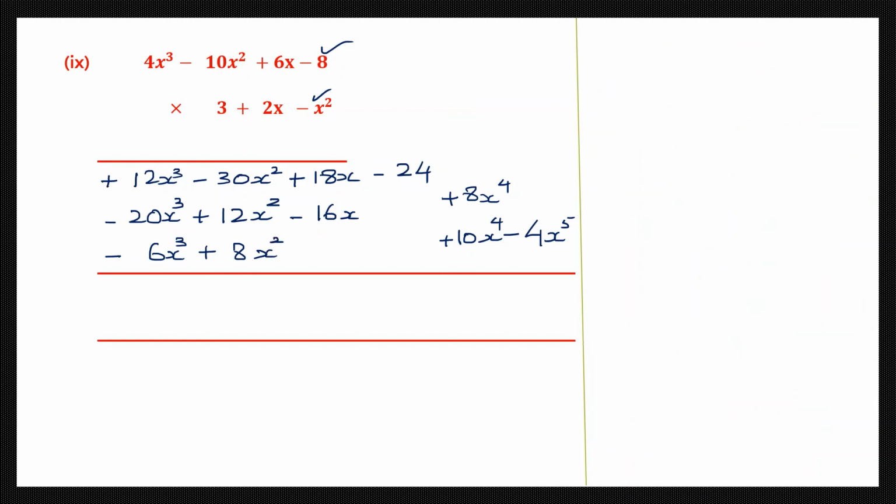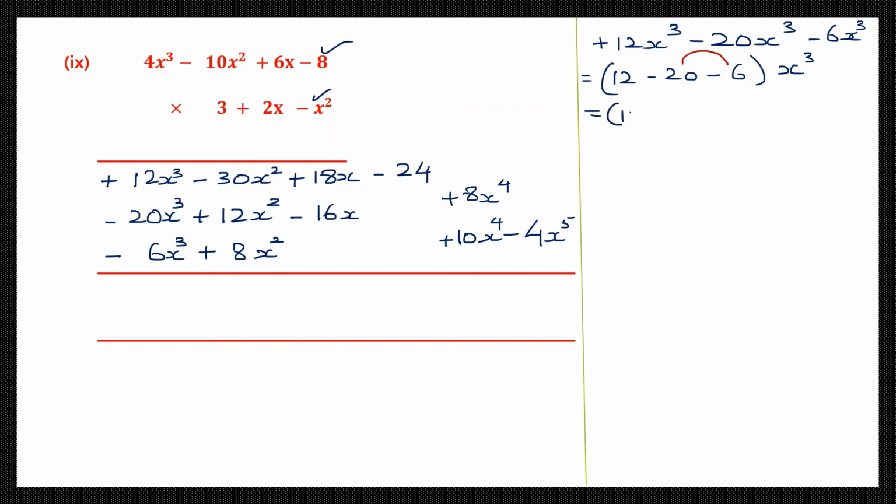So let's take the x cube column. So I have plus 12x to the power of 3, minus 20x to the power of 3 and minus 6x to the power of 3. Let's take only the numbers. So that's 12 minus 20 minus 6x to the power of 3. So here we take the numbers with the same sign. So these two. So 12 remains as it is. Okay, let's take these two numbers. When signs are the same, put the same sign and add. 20 plus 6 is 26. And here we have x to the power of 3.